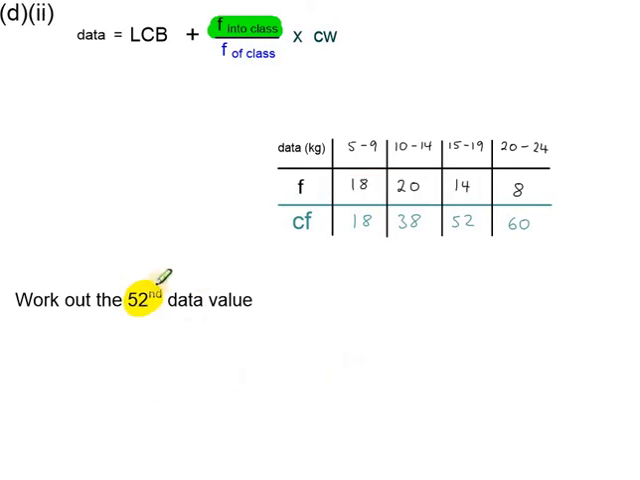This time I want the 52nd data value. Again, starting from the beginning, that's 18 values so far. That's another 20, that takes me up to 38 altogether. Again, we can use the cumulative frequency to help. And I need another 14 to get to the 52nd data value. So this time my frequency into the class will be 14.